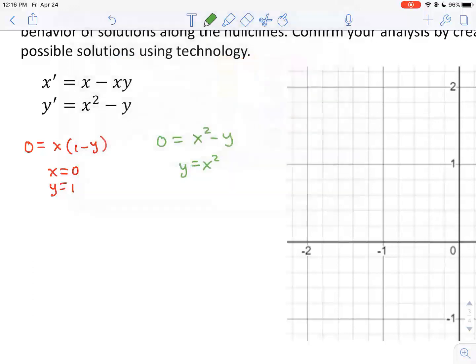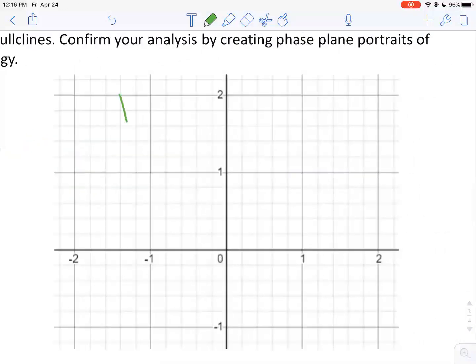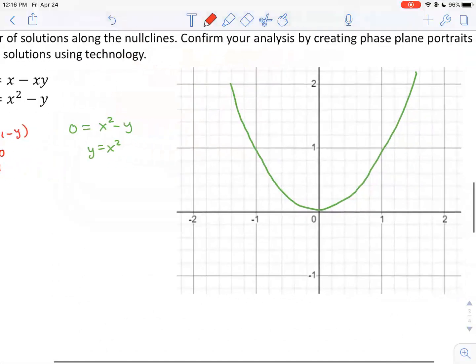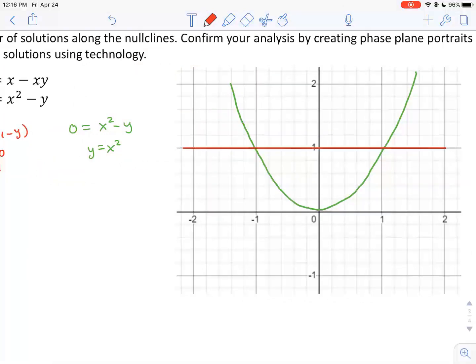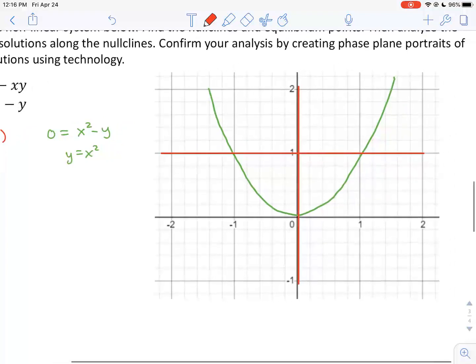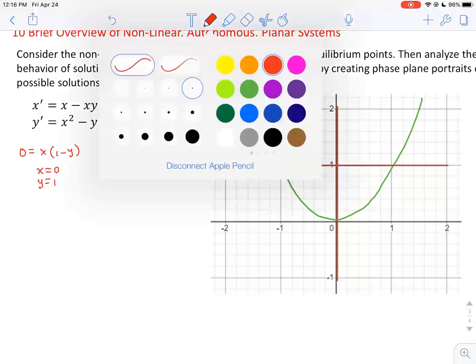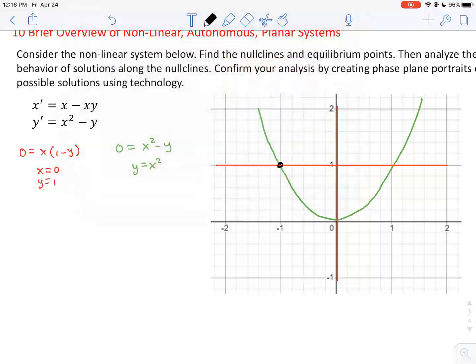Okay, and now we're going to graph these things over here. So y equals x squared is just your basic parabola. So we have a parabolic nullcline, which is just fine. And then we have, over here, the red ones, x equals 0 and y equals 1. Okay, now we're just looking for the points of intersection of red and green. Those will be our equilibrium points. So there's one here at negative 1, 1, one here at 1, 1, and one down here at the origin.